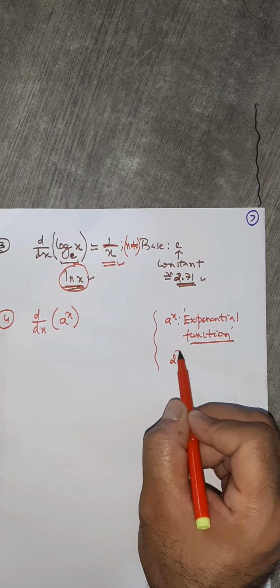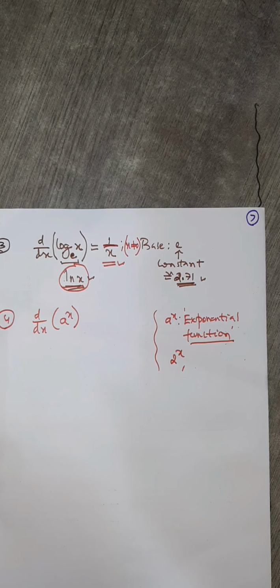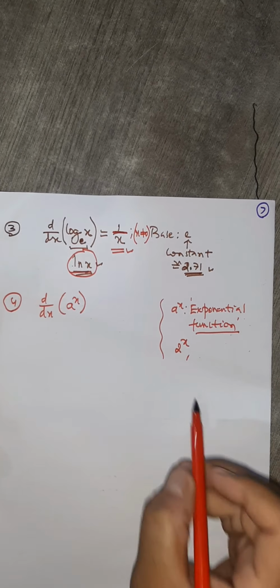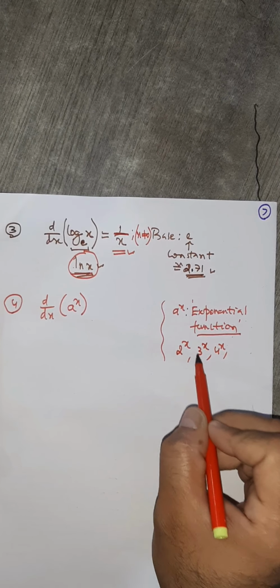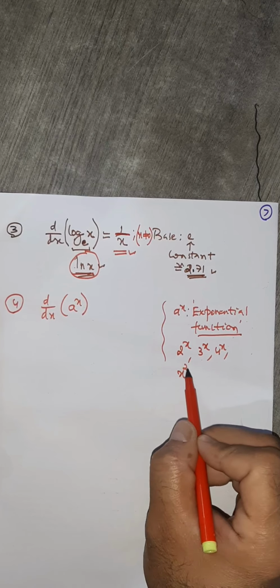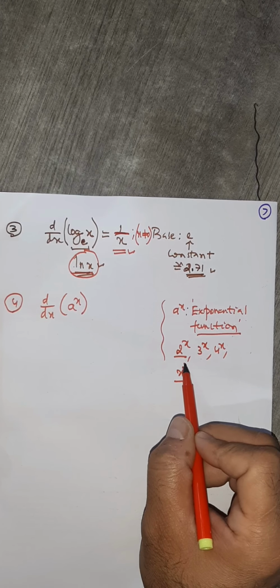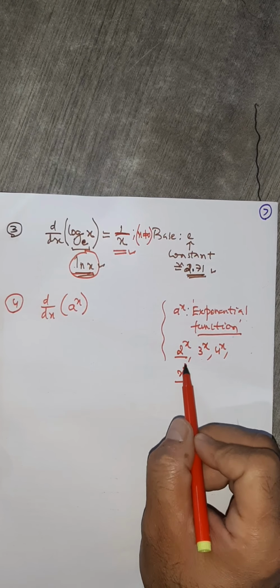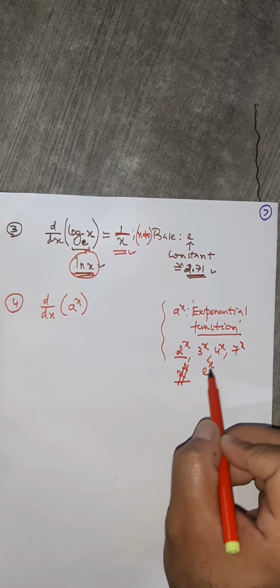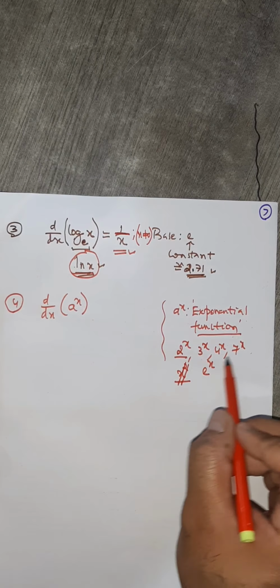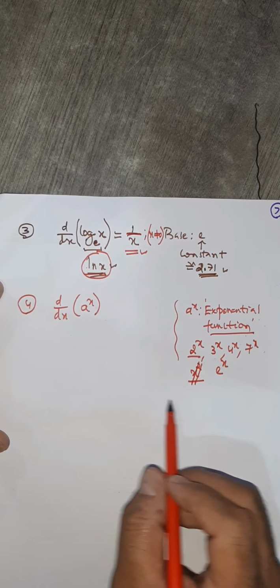Like this, 2 raised to x, 3 raised to x, 4 raised to x: constant raised to variable. You see the difference between these and a variable raised to constant, which is not exponential. 7 raised to x, e raised to x, where e is a constant as I told you. These are all exponential functions.